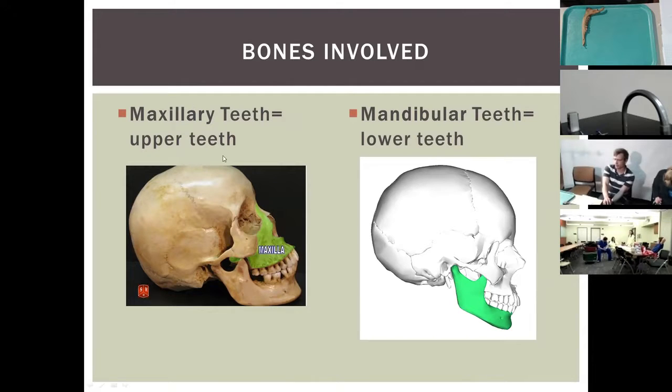The first is the maxillary bone, or the maxilla, and that is the bone that forms and holds all the upper teeth. So all of your upper teeth are rooted into the maxillary bone. The mandibular bone, also known as the jawbone, so we commonly call our jawbone the mandible, holds all the mandibular teeth, and these are your lower teeth. So if I say something about maxillary teeth, those are all your top teeth. All your lower teeth are your mandibular teeth because they're in the mandible.